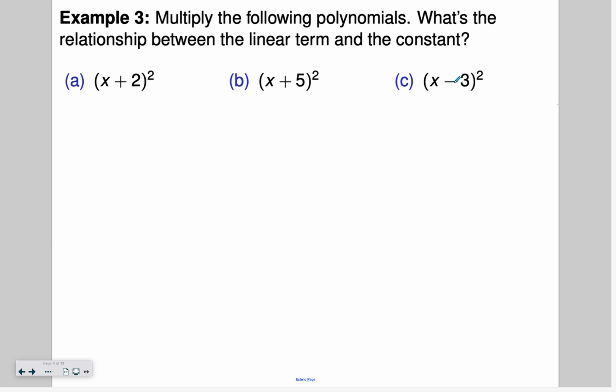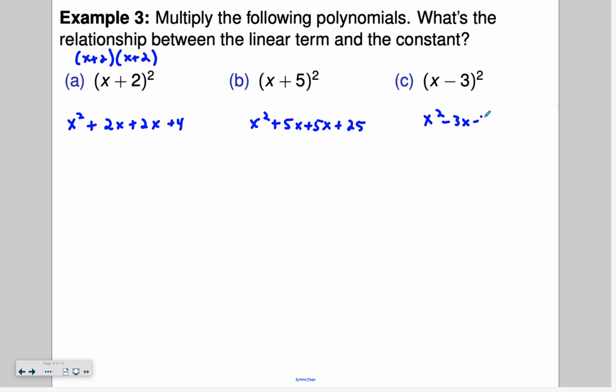So you're going to notice that anytime we have a linear binomial squared, there is a pattern. This one turns into x squared, right? Because this is x plus 2 times x plus 2. So we had to distribute it out. It turns into x squared plus 2x plus 2x plus 4. This one turns into x squared plus 5x plus 5x plus 25. And this one turns into x squared minus 3x minus 3x plus 9.